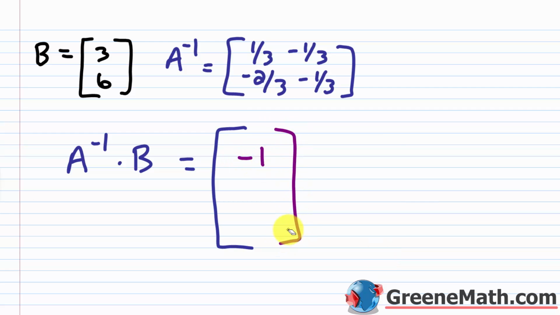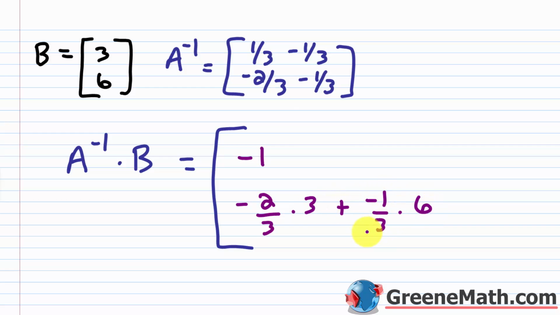And then for this one, and I shouldn't put that bracket in there. For this one, I'm going to go this row times this column. So negative 2/3 times 3 plus negative 1/3 times 6. And of course, this is going to cancel. You'll have negative 2. And this cancels with this and gives you 2. Negative 1 times 2 is negative 2. And so this is going to give me negative 4, right? Negative 2 plus negative 2 is negative 4.